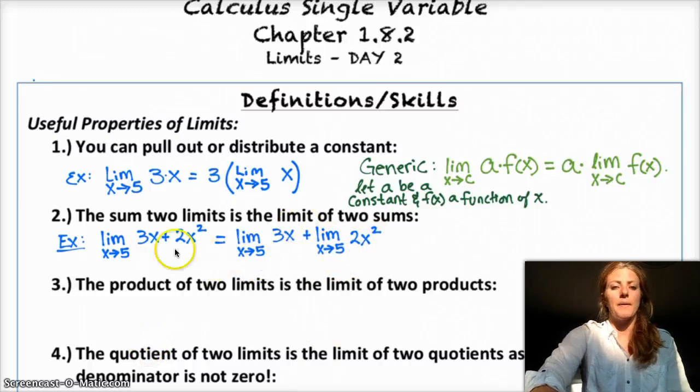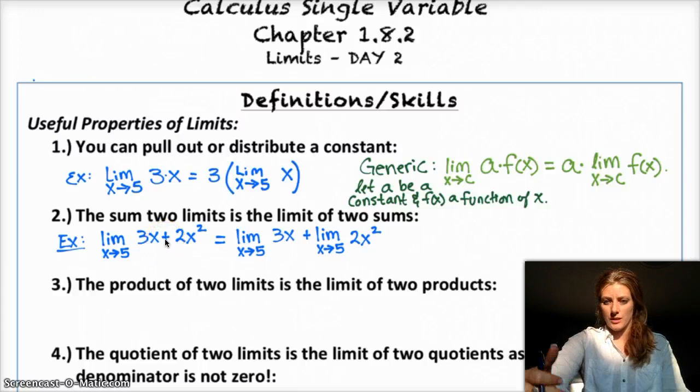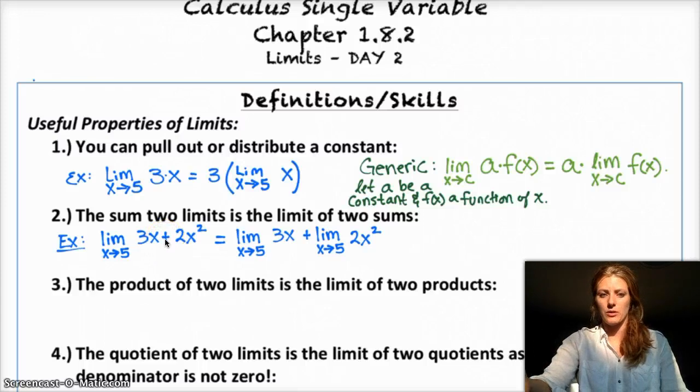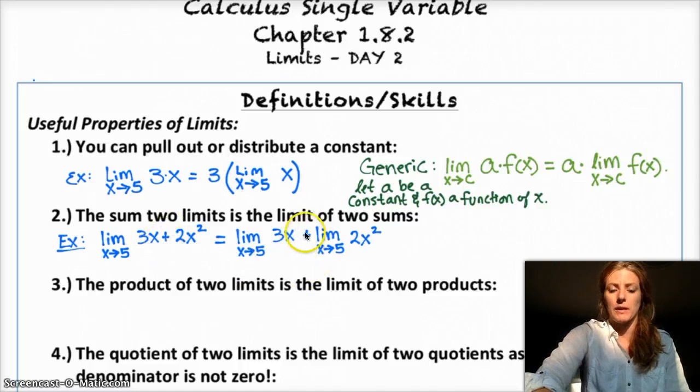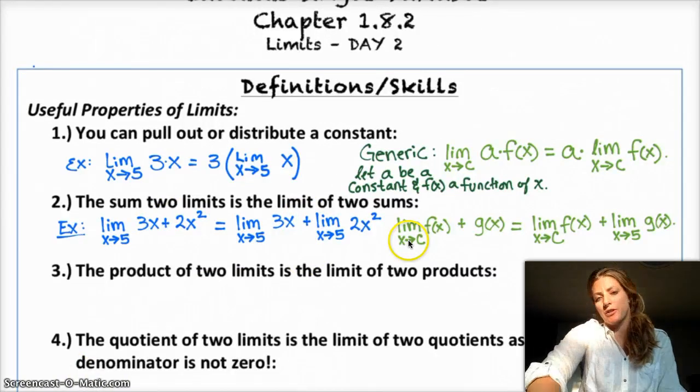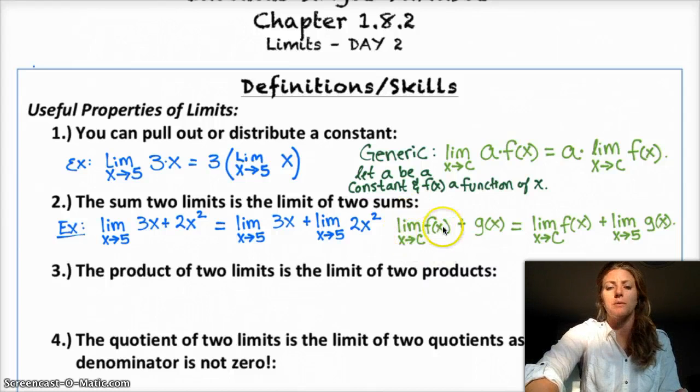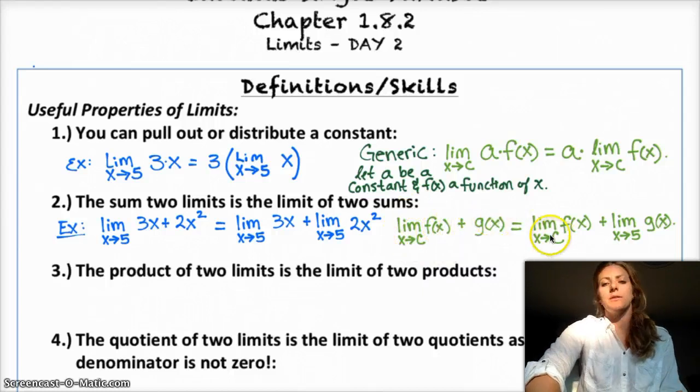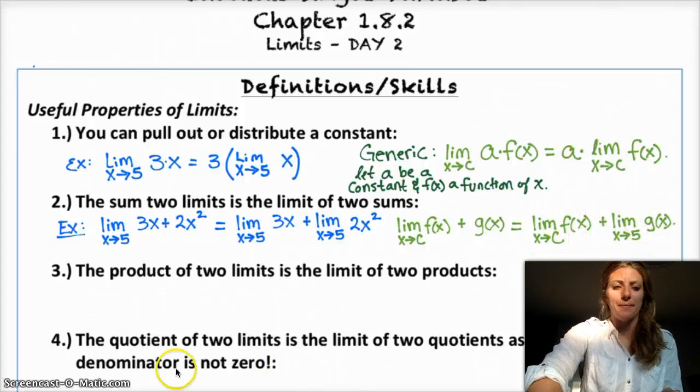Pretty simple. And subtraction is just addition of a negative number, so you could also do this with subtraction. If this was a minus sign, then you could make this a minus sign. Here's your generic version of that: the limit as x approaches c of f of x plus g of x is equal to the limit of f of x plus the limit of g of x. Pretty simple and self-explanatory, hopefully. Let me know if you have any questions though, because you never know.